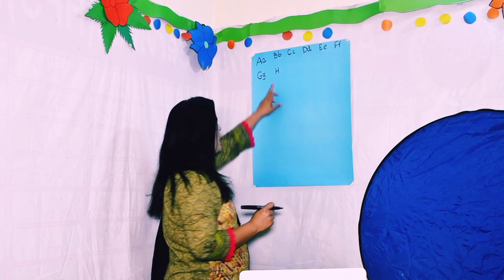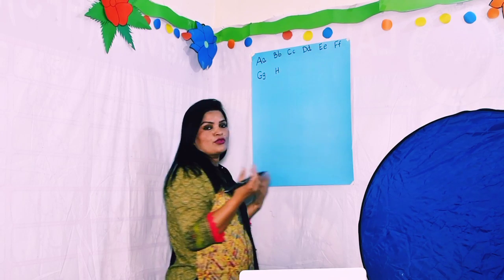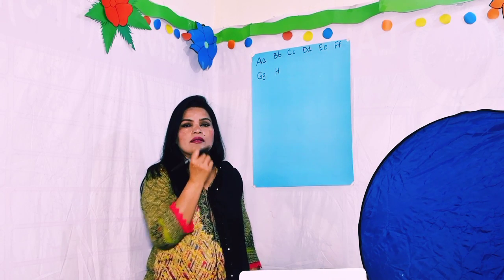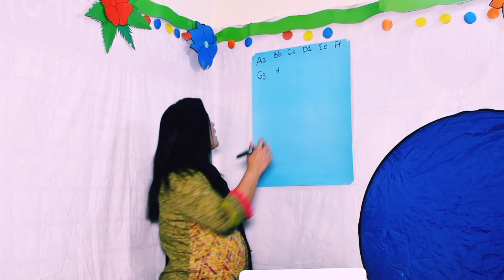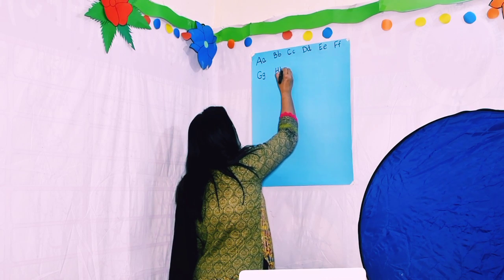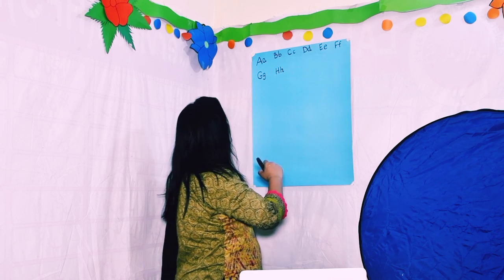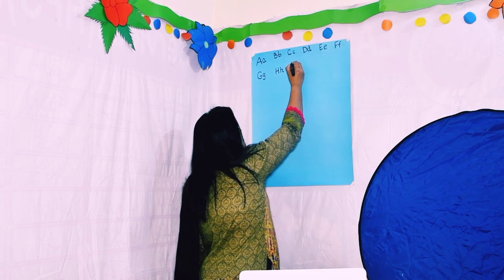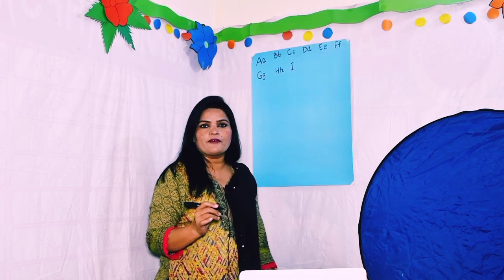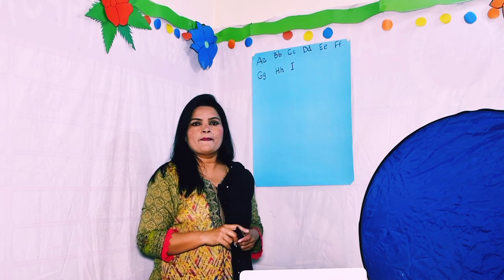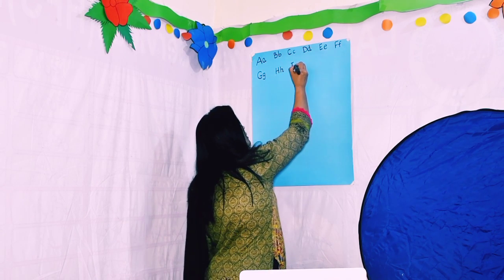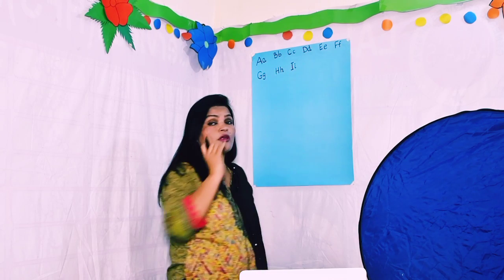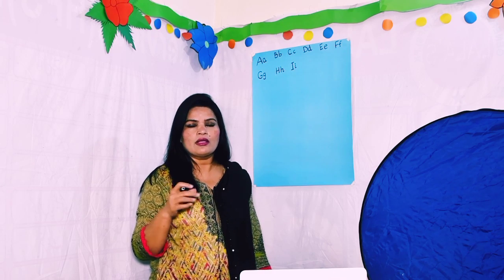This is letter H, and what is the sound of H? Right? Then this is letter I, and what is the sound of I? I. I for impy ink. I for impy ink.